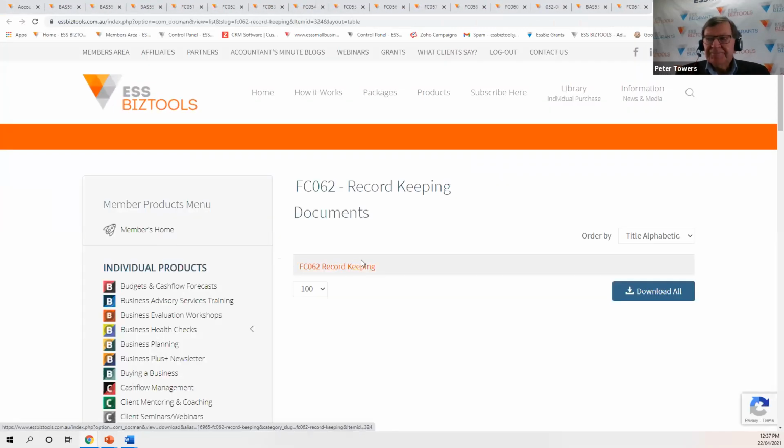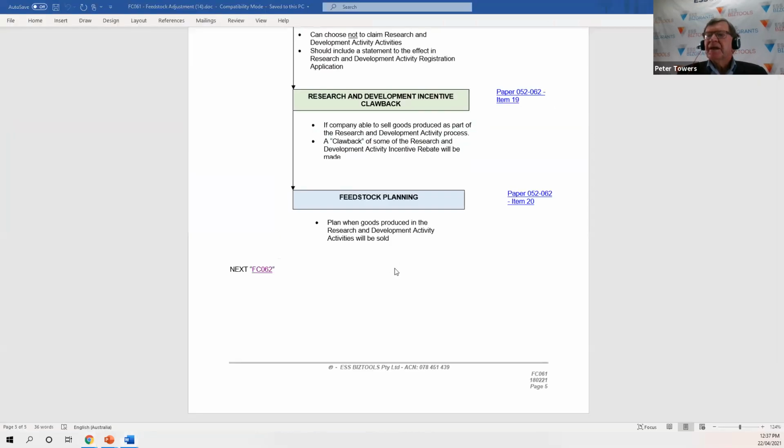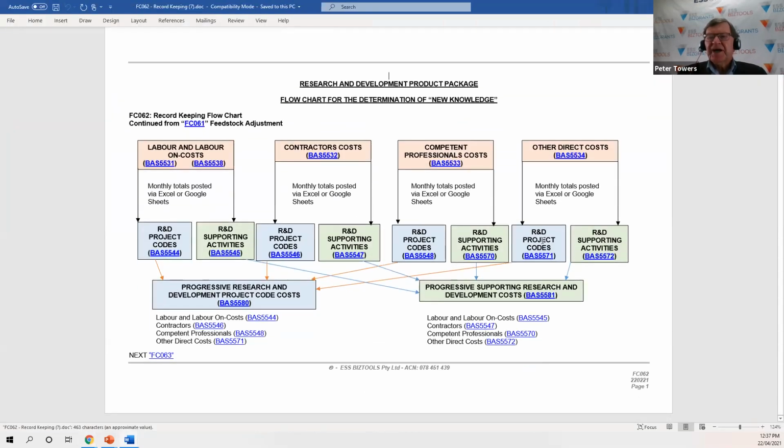There's a lot of record keeping in this system. As you can see, that looks a complicated chart, but it's not that complicated. Basically, we're saying we're going to have labour and labour on costs that's either going to research and development projects or it's going to R&D supporting activities. The same with contractors costs, the same with competent professional costs, and the same with other direct costs. So this is the only way that core research and development costs are developed. For supporting, there's these sort of activities, plus a few others, which we'll show to you in a moment.